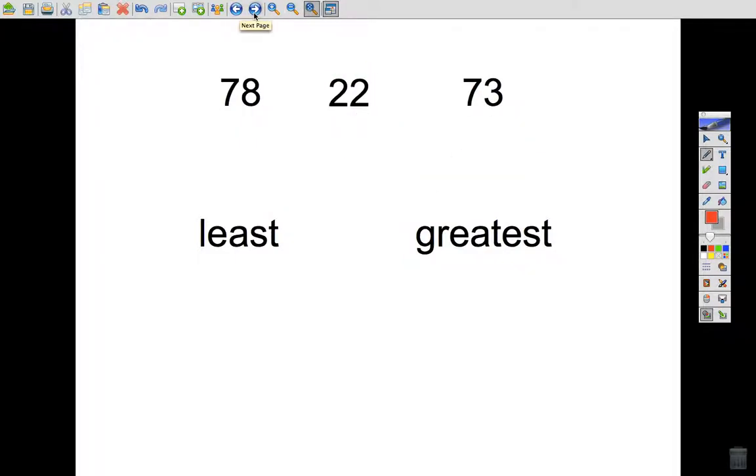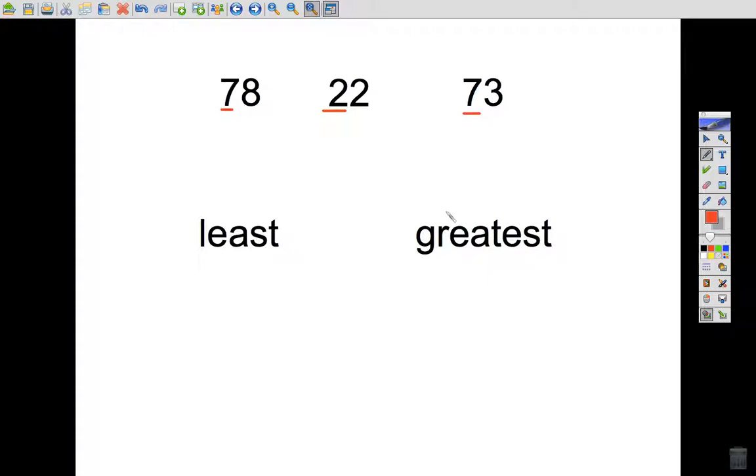Let's take a look at another set of numbers because sometimes it gets a little bit more tricky than just looking at the tens place. Again, I'm going to start by underlining my tens just to see what they are. I see I have 7 tens in 78, 2 tens in 22, and 7 tens in 73. So I'm thinking about the least to the greatest. What's the smallest number to the biggest number?